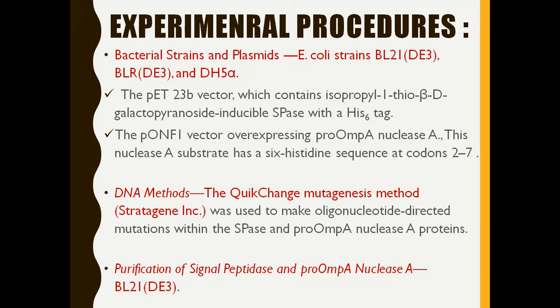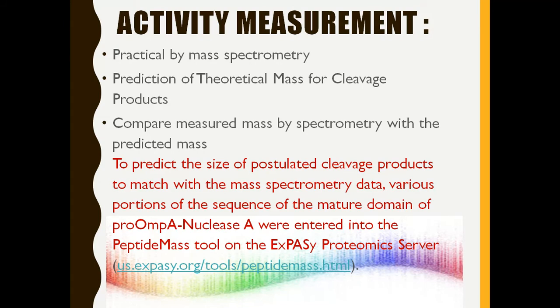And now let's see the measurement of activity. That's done by comparing the practical mass spectroscopy data with theoretical mass. The theoretical mass of cleavage products is calculated to predict the size of postulated cleavage products and match them with the mass spectroscopy data. So you have to use a peptide mass tool on the ExPASy proteomics server, as shown in the links.